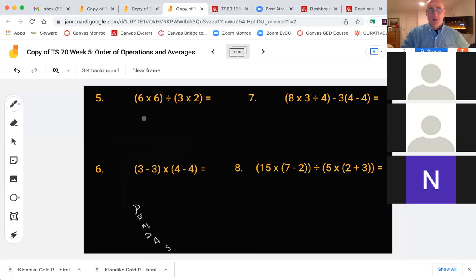So 6 times 6 is 36. I'm going to put it divided by, and then I'm going to do what's in parentheses first here. 3 times 2 is 6, okay? Well, that's going to give me 6 real fast. That's pretty nice and easy, okay? All right.